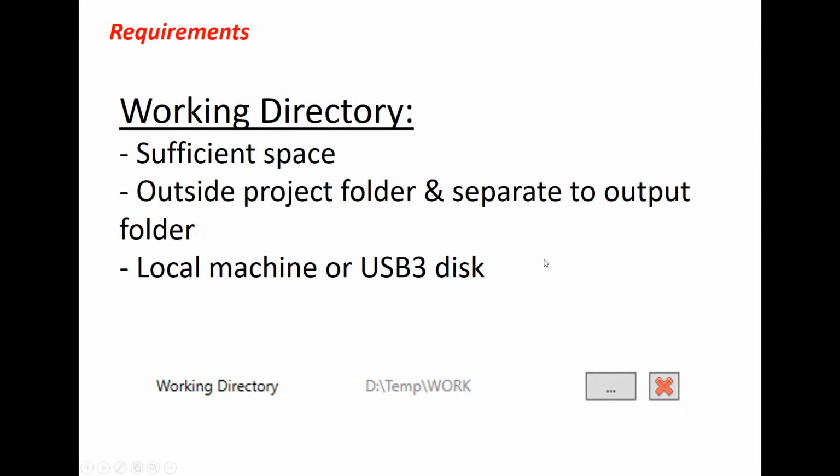The work directory selected must have sufficient available disk space, so that's about 1.5 times the size of the LAS files, primarily for the point density per feature check. It must be located outside the project folder and separate to the output folder, and should be located on the local machine or a USB 3 connected external disk for increased speed, again as opposed to a network drive or USB 2 connection.